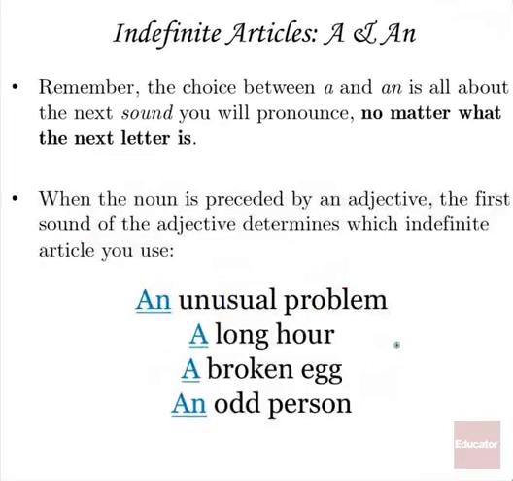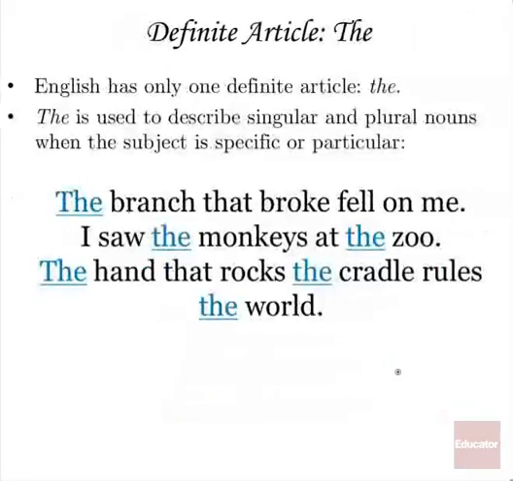silent. Okay, when the noun is preceded by an adjective, the first sound of the adjective determines which indefinite article you use. Once again, it's all about the sound that follows the article. So, an unusual problem. You would say a problem, but because you've got unusual there, it becomes an unusual problem. A long hour, a broken egg, an odd person. In each of these cases, it's the sound right after the article that determines which article you use.